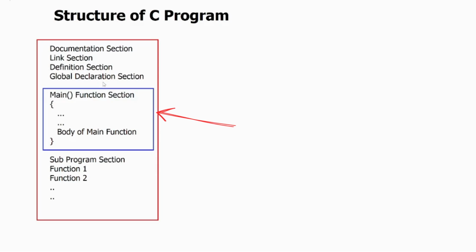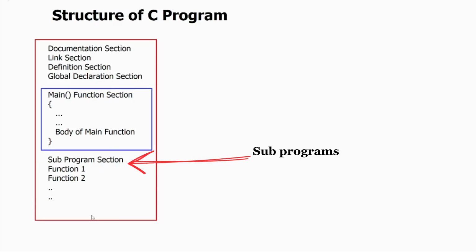Next is the main function. Now every C program will have a main function, and in this we need to write our actual logic, or we can say the body of the main function. Last is the subprogram section. So you can include as many subprograms as you want.